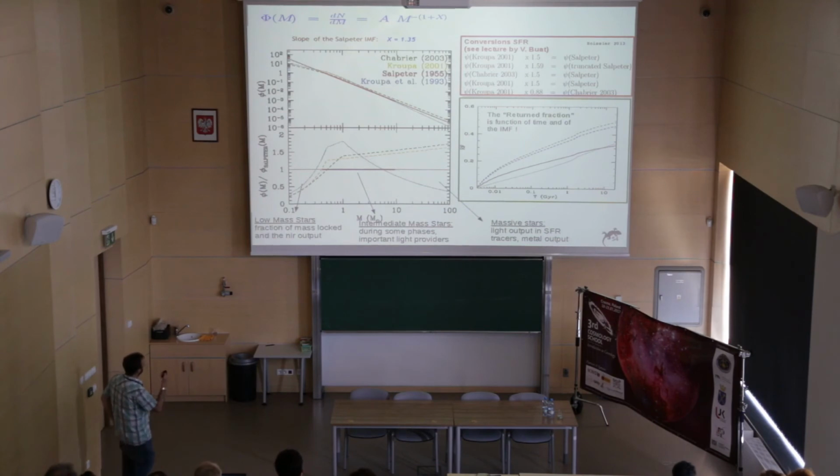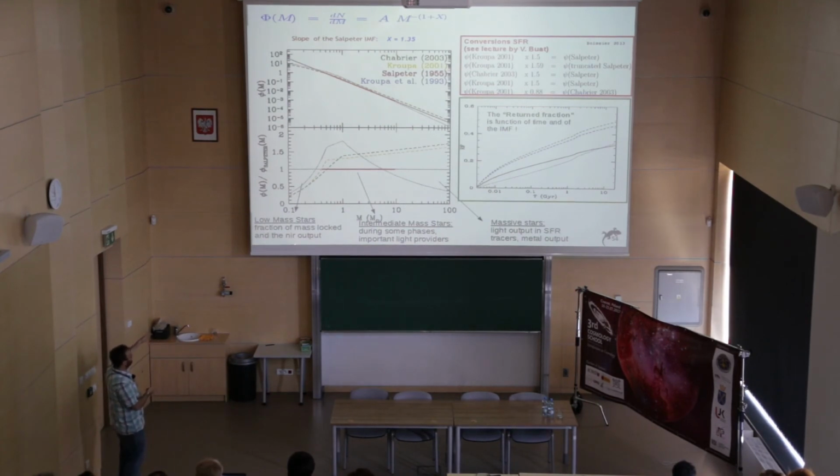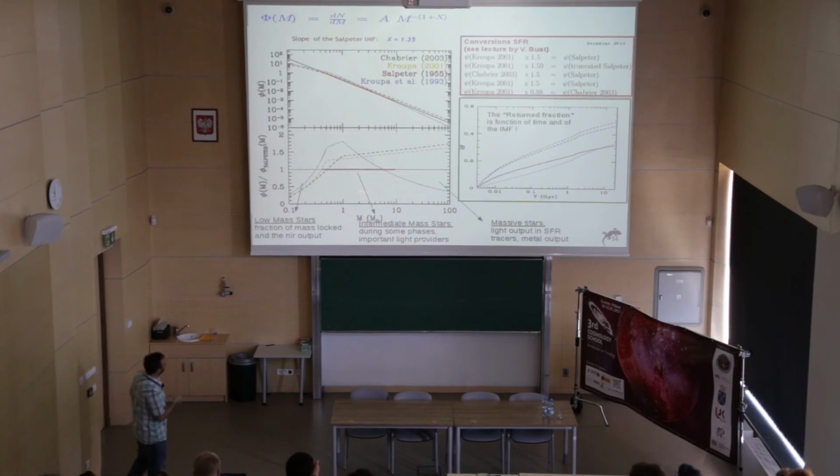From the light output, and I will not discuss that, but in other lectures it will be discussed, it plays a role also because, of course, a lot of light in the red part or near-infrared part comes from this low mass range of stars. Because there are so many of them and because they are red, they're going to affect this range. Then the intermediate mass stars, they are an important light provider. And they are especially during some phases. And the massive stars, they are also extremely important.